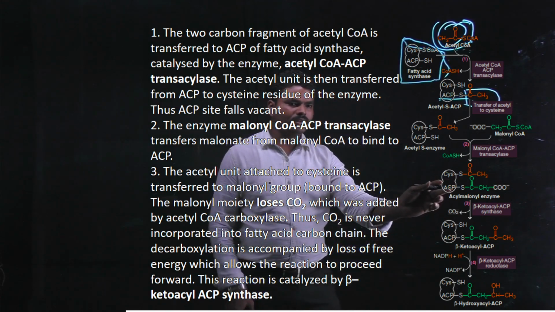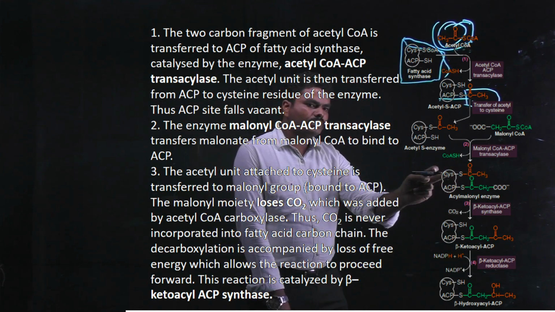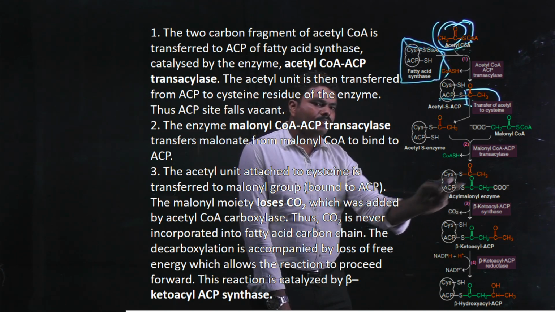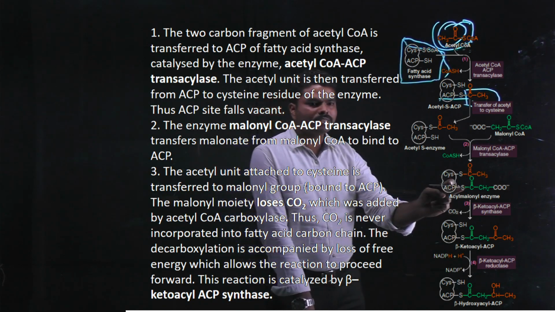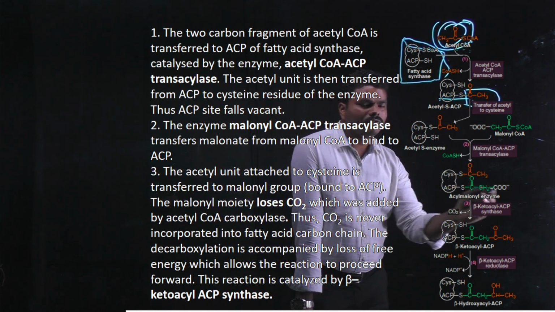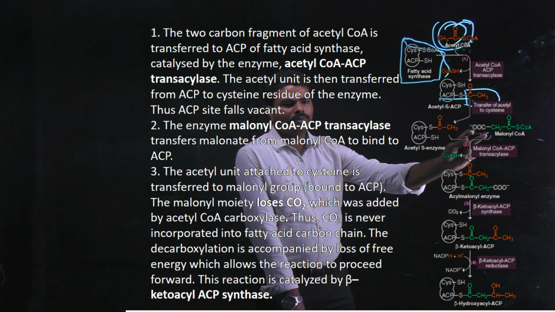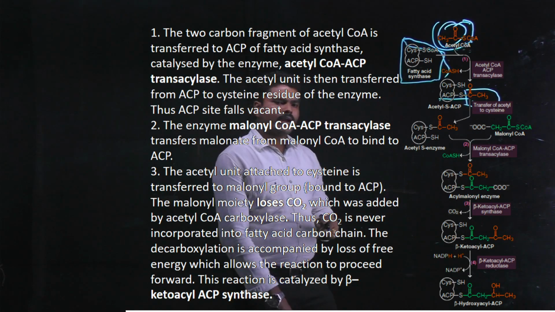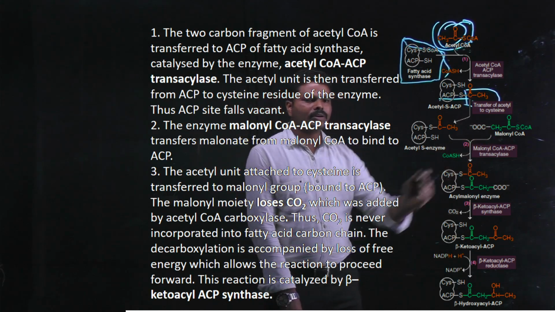So here we can observe that the two-carbon fragment is attached to the cysteine residue, and here to the ACP site, malonate is transferred from the malonyl CoA. Malonate is C double bond O, CH2, COO minus. That is a fraction of the malonyl CoA, and that fraction is transferred to the ACP of the fatty acid synthase. This is done by the action of malonyl CoA ACP transacylase.